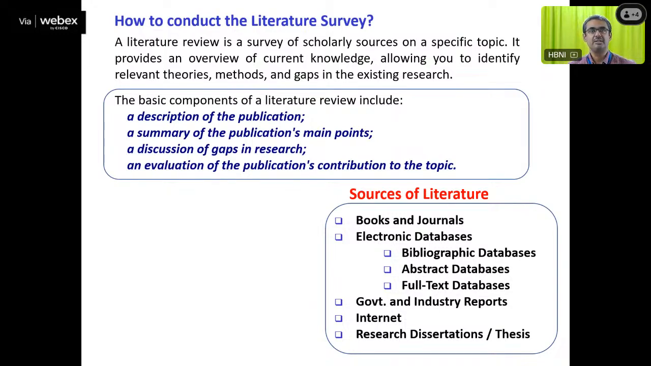The basic component includes a description of the publication, a summary of the publication's main points, a discussion of gaps in research, an evaluation of the published contribution to the topic. So when you are doing a literature survey, you should store it and identify the gaps in that literature so that those become the stepping stone of your research problem, or the problem which you are going to analyze.